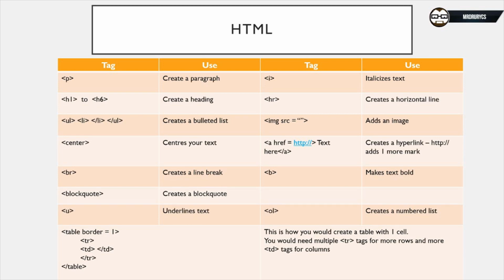BR for a line break, so that just creates a space, like a whole line space. Block quote, I've just shown you. U underlines. Table border equals 1. TR and TD. So I'm going to create a table in a minute to help you with that. You've got I for italics, HR for horizontal rule or horizontal line, image space SRC equals. They could ask you for that. They might give you a picture and say put an image in there. Obviously, you would put the width and height parameters after that. You've then got a href for your hyperlink, B for bold, OL for ordered list.